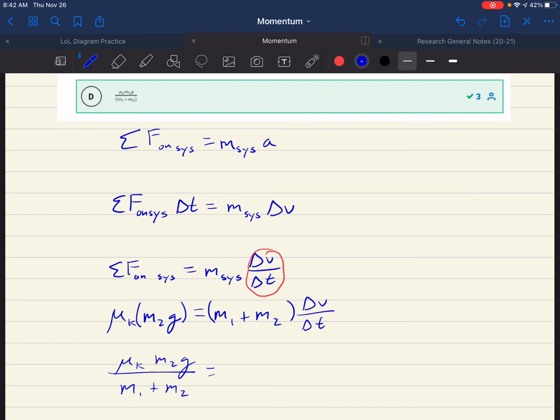That's equal to change in velocity of the center of mass of the system over delta t, which is just A of the center of mass. So there we go.